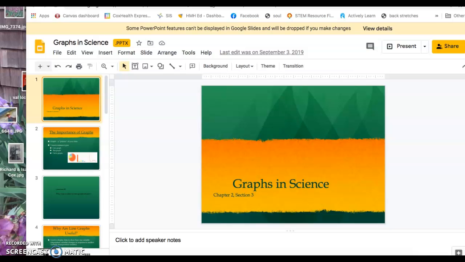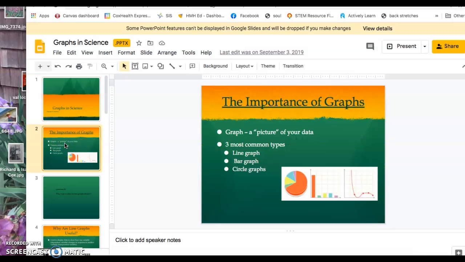I just want to talk to you about graphing in science because it is very important and you're going to be doing some. So let's go ahead and get started. We're going to talk about the importance of a graph. One of the things that I really like about a graph is it's like a picture of your data. So instead of having to understand your data table, I'm able to look at a picture and I can still compare the results without having to get bogged down with all the numbers.